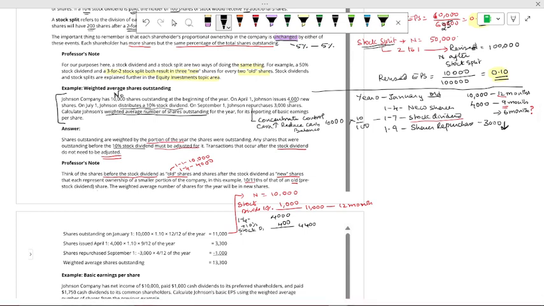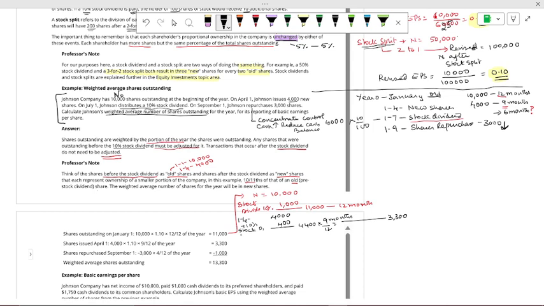But for how many months is this stock dividend? The 4,000 is for 9 months. Is it right? 9 by 12. It comes to how much? 3,300. Are you clear about this?